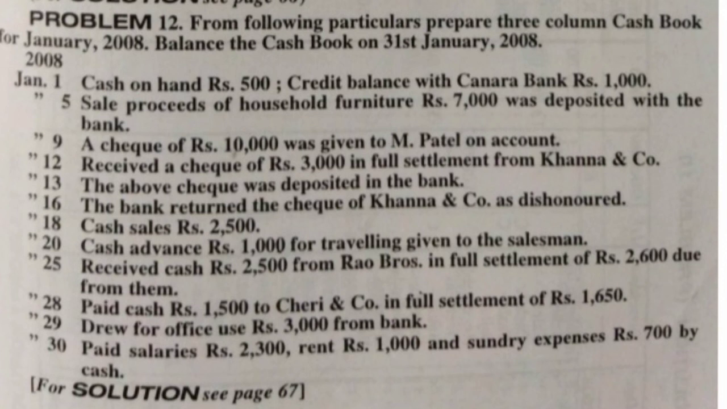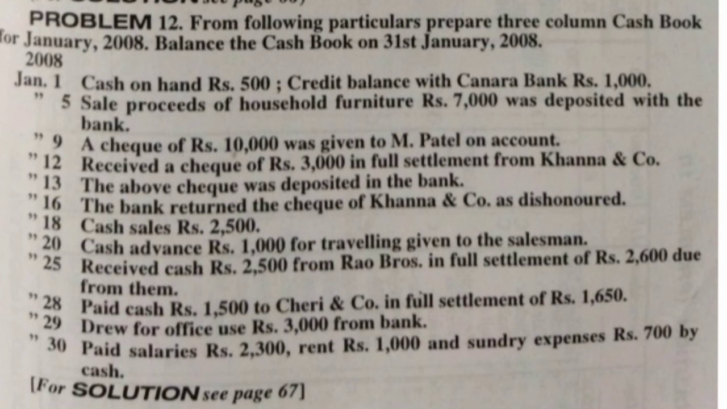One second. They have not given the previous entry anywhere. Here they have given the full settlement word, but they have not given the previous amount we actually need to pay to Kannan. So we just take it as 3,000 only. So, received a check of 3,000 in full settlement from Kannan and Company. And the next entry is what?